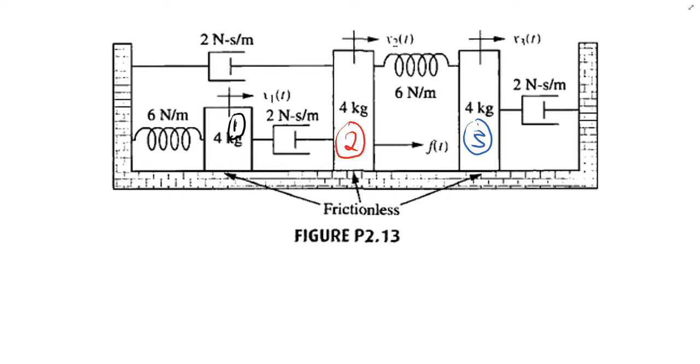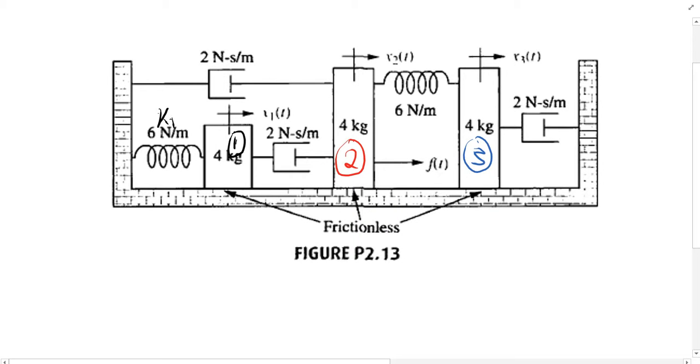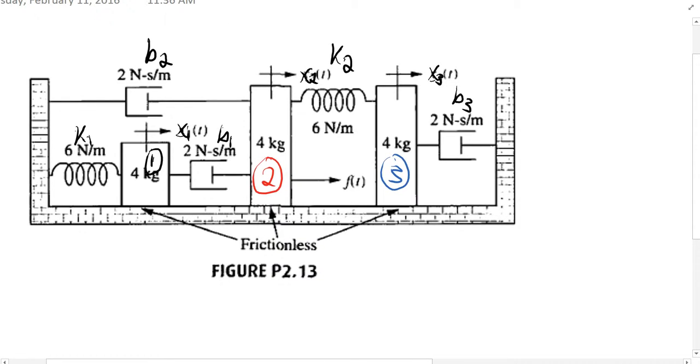I'm gonna rename quickly this as K1, this is B1, this is B2, this is gonna be K2, and finally B3. This is X1 in case you guys cannot see it, X2 and X3 right here. So the way the book does it is they do two free body diagrams and get the equations from there. However, I personally found it very confusing, so I decided to find a way to do it by inspection. So that's what I'm gonna show you right now.